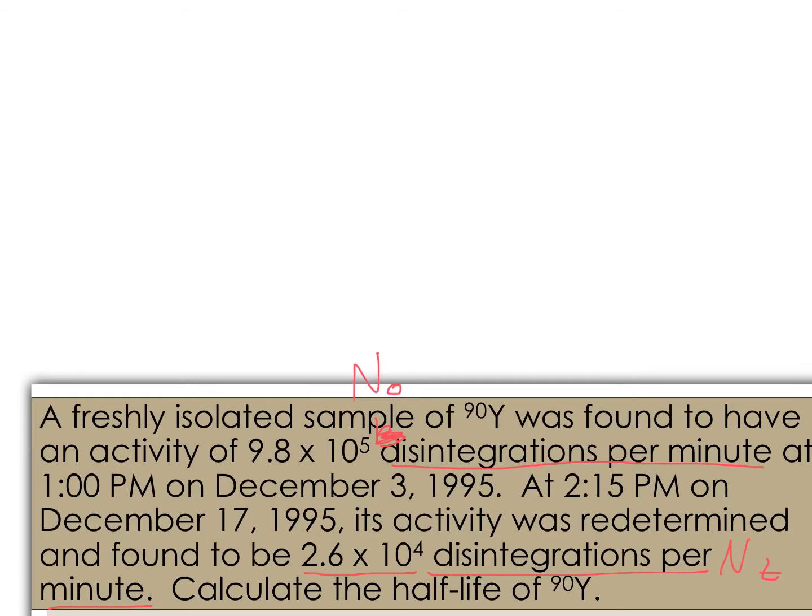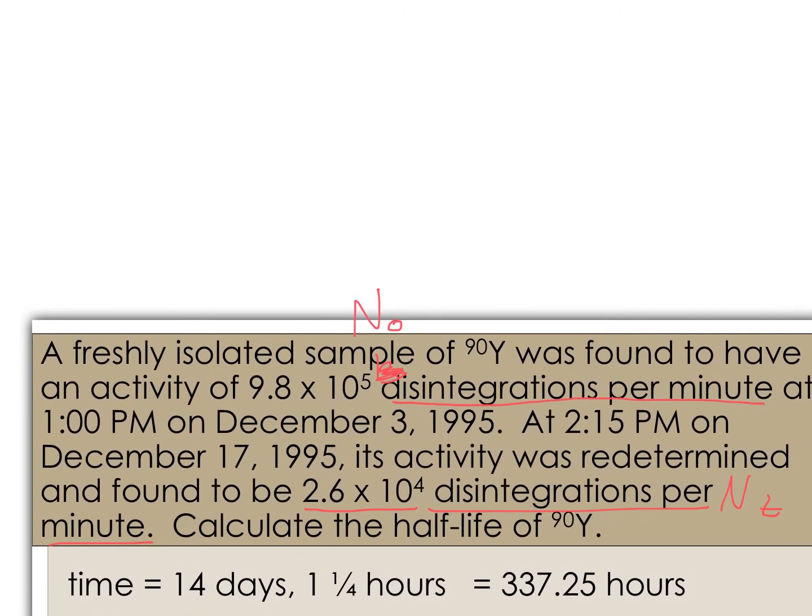The specific time was, let's see, how many days later? 14 days later. And how many hours later? An hour and a quarter later. So a total of 337.25 hours later, this is my new disintegrations per minute. So I have an initial, a final, and a time. Now I can solve for K. Now it's asking me to calculate half-life, and I know the thing I need for half-life is K. That's the only thing you need to calculate half-life.